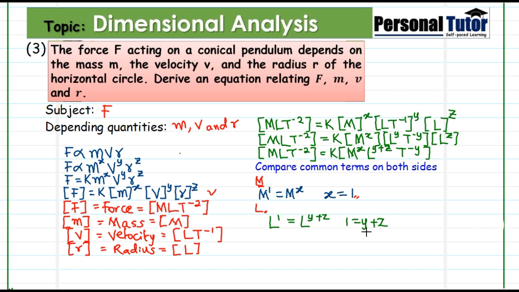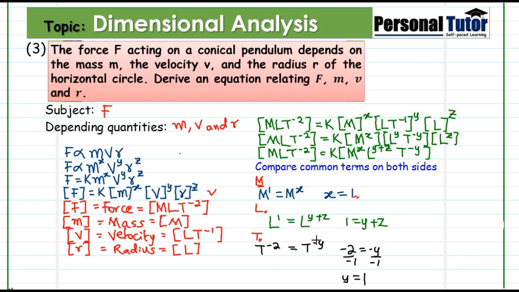We don't know the value of y on the z, so we cannot continue. However, we can go ahead and compare the values of t on the other side. On the left hand side, t carries negative 2. On the right hand side, it carries negative y. And so we can say negative 2 equals negative y. You divide both sides by negative 1, then you will have y to be equal to 1.